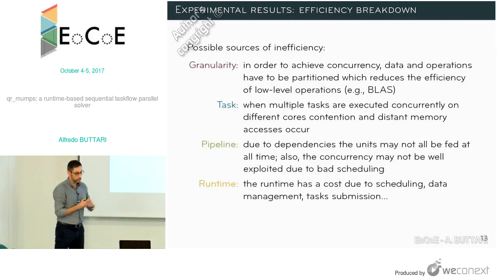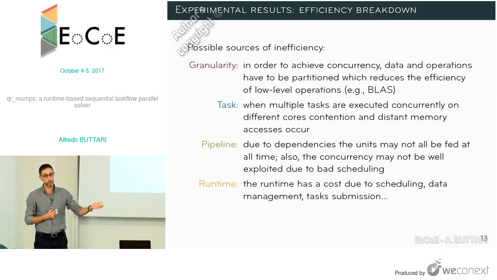So what is this? When you run sequentially, you don't have to partition your data, okay? Because you don't care about parallelism. So when you want to execute, for example, your blast operations, you want to do them on data which is as large as possible. But when you are in parallel, you have to partition your data and partition your operations. So that basically means that your blast calls will be of smaller granularity, which implies a loss of performance.